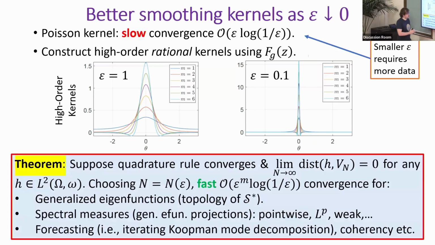So you get this. Okay, so suppose your quadrature rule converges, you get this density assumption again. Okay, there's a way of choosing often your n depending on your smoothing parameter. It's a bit heuristic, but what you get is this fast order n convergence for generalized eigenfunctions in the topology of the test space. Spectral measures as well, various sets of pointwise LP, and also forecasting. Okay, so you get these smoothed approximations.